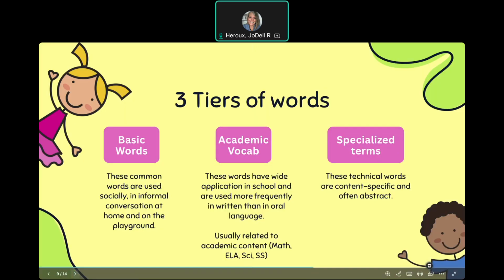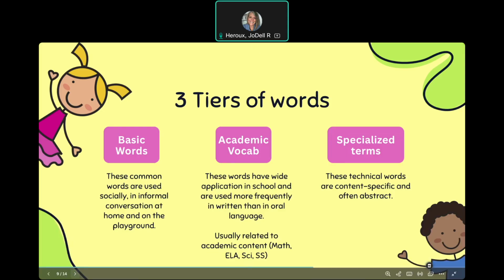So there are 3 tiers of words. There's basic words, which is your general vocabulary. These are words that are commonly used in conversation. They're informal. You'll hear them at home, in the grocery store, and on the playground. And then there's academic vocabulary, and these words have wide application in school and are used more frequently in written than in oral language. And they're usually related to content like math, ELA, science, social studies, art, music, gym, things like that.